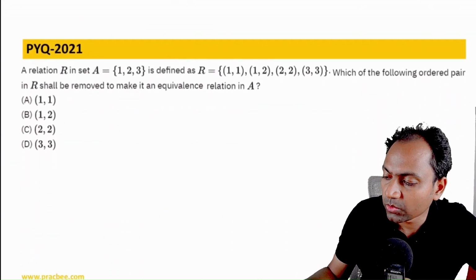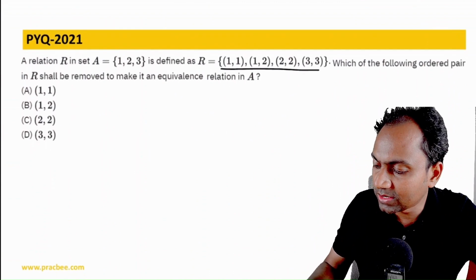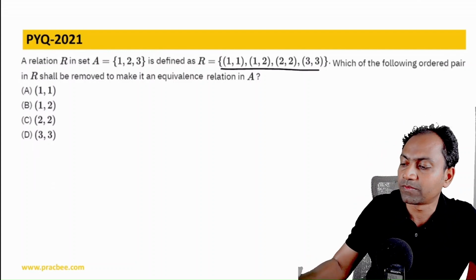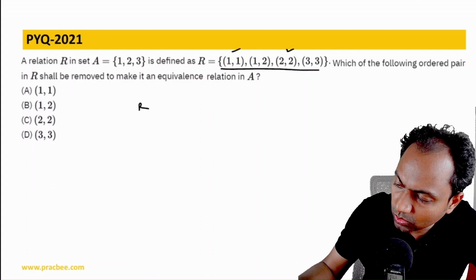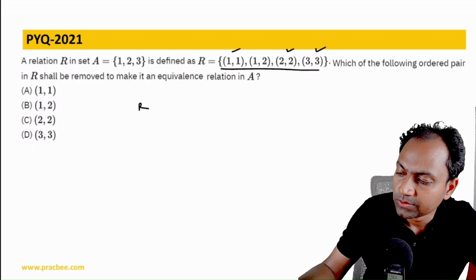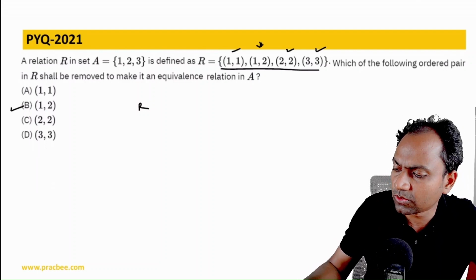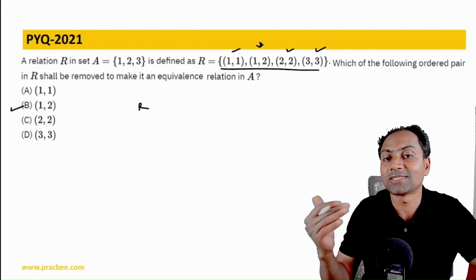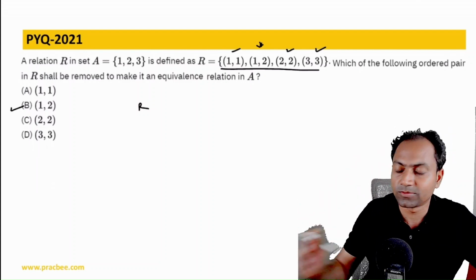Now if I talk about the 2021 question, again an ordered pair based question is given to us, and they are asking which of the following ordered pairs shall be removed to make it an equivalence relation in A. Out of these, which one if I remove will make it an equivalence relation. For making it reflexive, (1, 1), (2, 2), (3, 3) are essential. So we have only one choice that can be removed, that is (1, 2), and that becomes our answer. Also, because of this (1, 2), since (2, 1) is not present, it is not a symmetric relation either. That is one more reason to remove (1, 2). So (1, 2) becomes your answer.